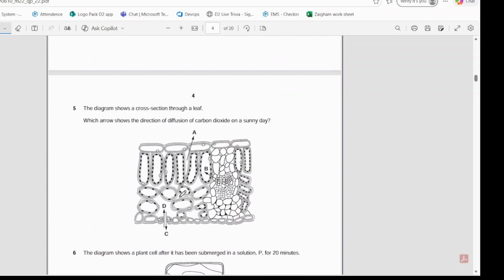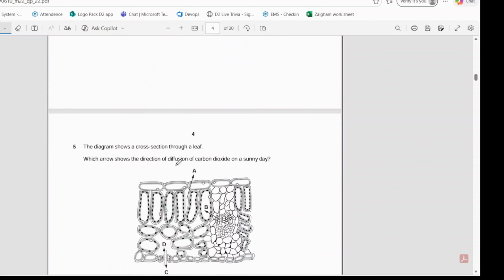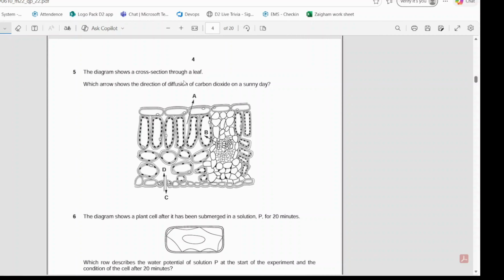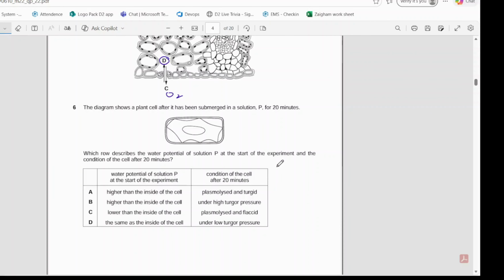Number 5. There is the diffusion of gases on a sunny day. So what would be the answer? On a sunny day, the direction of carbon dioxide would be inside the cell. So it would be D. C is for oxygen. The diagram shows a plant cell after it has been submerged in water for like 20 minutes. So the cell undergoes plasmolysis.